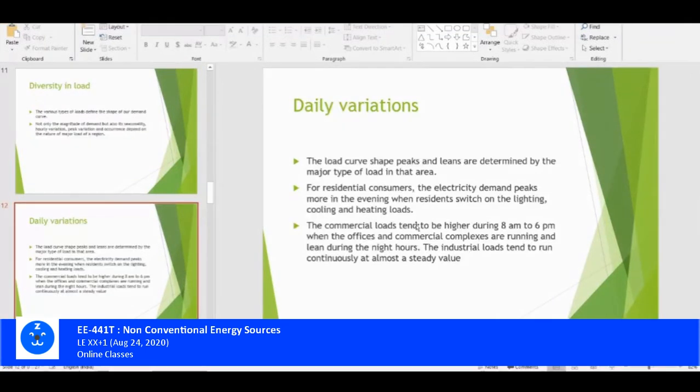Now, daily variation. You understand the load curve shape; peaks and leans are determined by the major type of load in that area. For residential consumers, the demand peaks more in the evening when residents switch on different loads. For commercial loads, these are higher during 8 to 6 p.m. when the offices and commercial complexes are operating in full flow. Seasonal variations, I think we have discussed it.